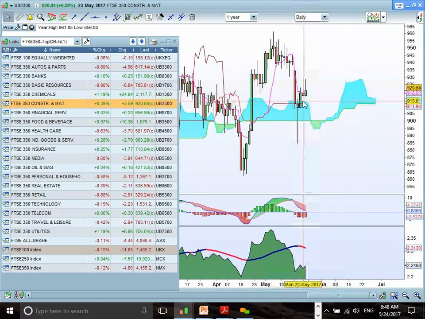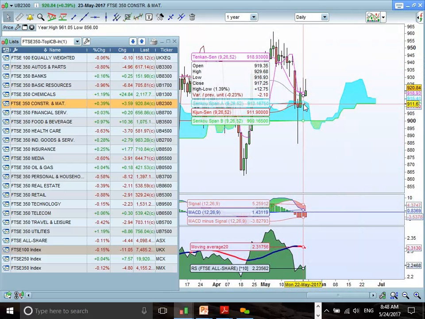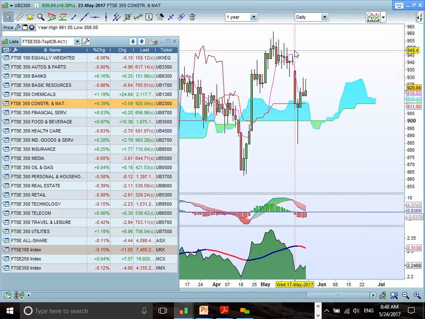Construction materials looking for support at the bottom end of the cloud here. Rebounded, sorry, at the top end of the cloud here. 911 is a key support zone with major resistance in and around these highs here from 961 down to 940. These are major resistance zones. So currently, the MACD signal remains valid on this one with potential targets for weakness back down to the bottom end of the cloud here.